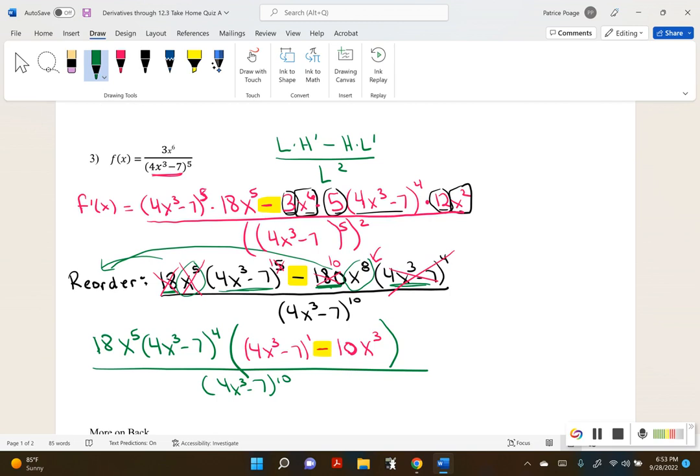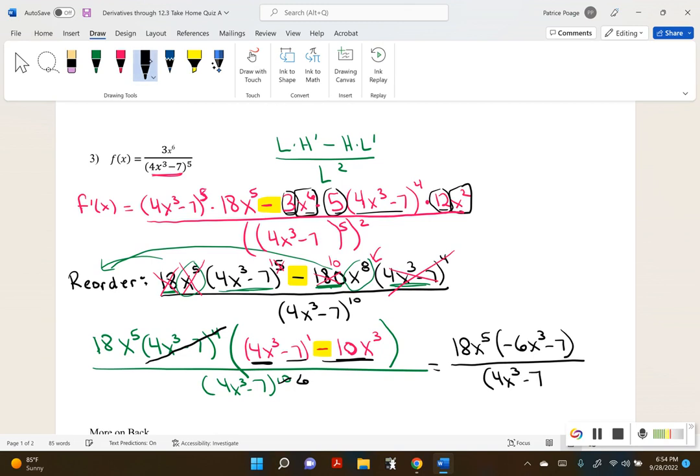All right, so once we've pulled out 4 of those ugly terms right there, we can cancel all 4 of them with 4 of these, and it leaves us with 6 of them right there. And so we end up having 18x to the 5th. And inside here we have 4x cubed minus 10x cubed. So that's going to be negative 6x cubed. And then minus 7. That's inside there. All over 4x cubed minus 7 to the 6th power.